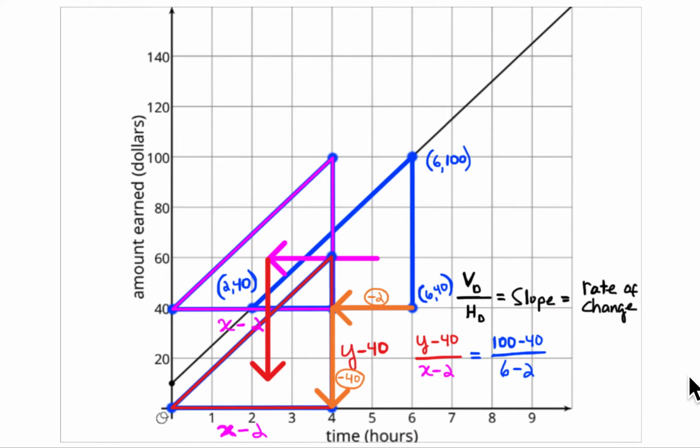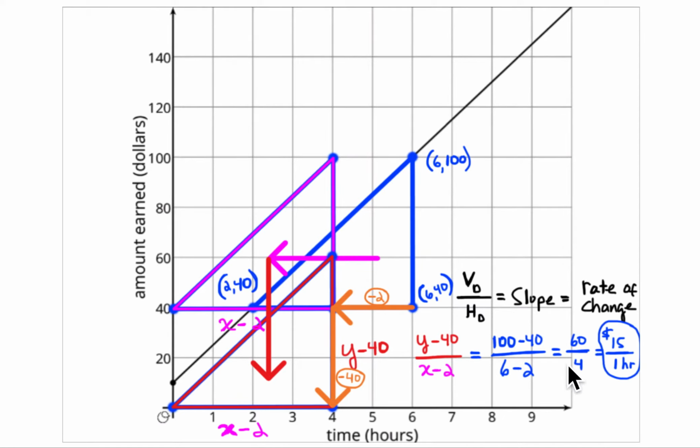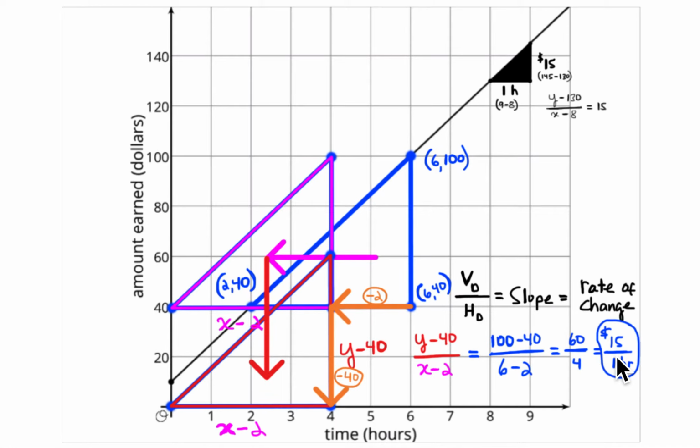It's pretty easy. So 100 minus 40, so we can use these numbers. 100 minus 40 compared to 6 minus 2. That's 60 divided by 4, and we just did this. And that is equal to $15 per hour. So notice the equation then is y minus 40 compared to x minus 2 equals 15.